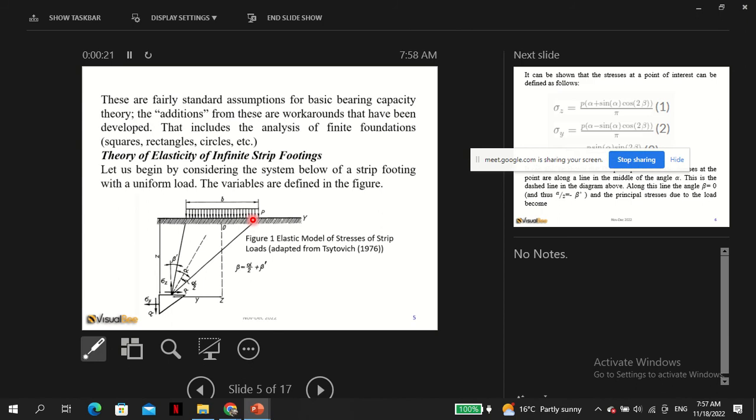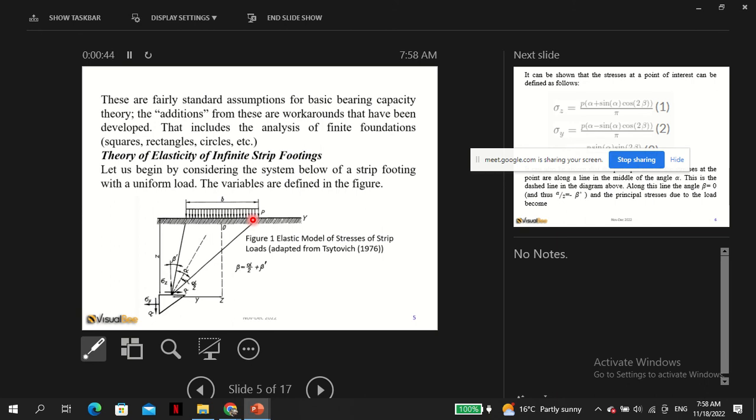So these are fairly standard assumptions for basic bearing capacity theory. The additions from these are workarounds that have been developed that include the analysis of finite foundations, squares, rectangles, circles, etc. So the theory of elasticity of infinite strip footings.